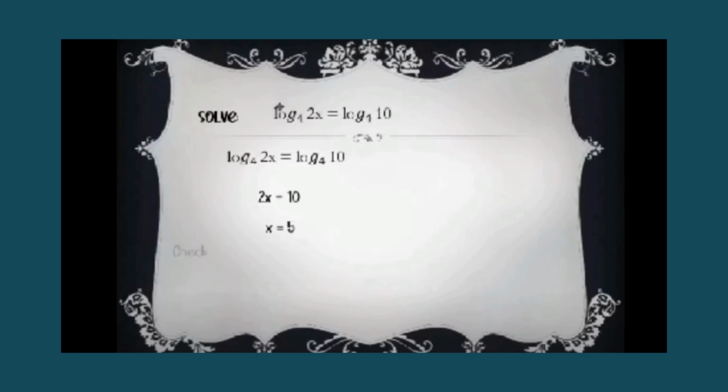So, let's check. Substitute the x. So, log of 2 times x is equal to log of 10 with the base of 4. Then 2x, 2 times 5, is equal to 10. So, that is checked.